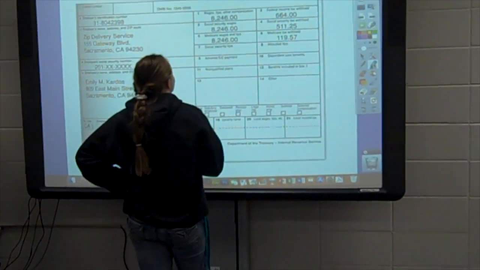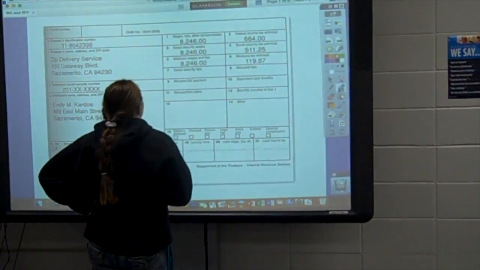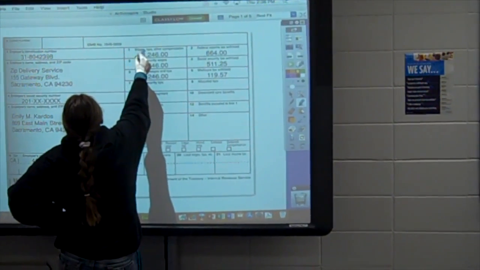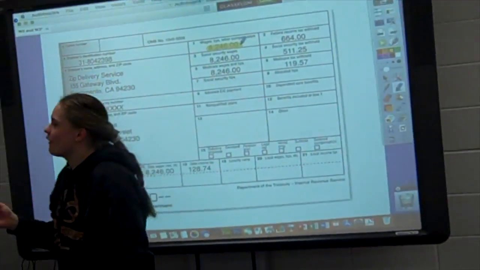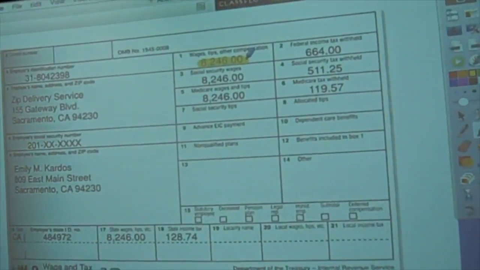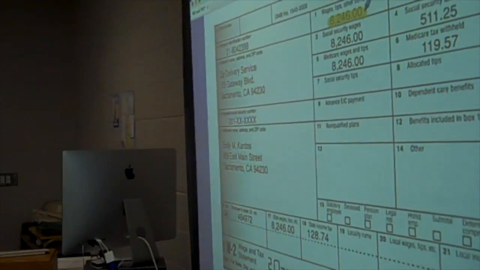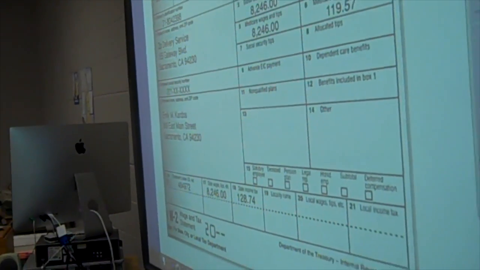Our gross earnings are our total earnings before deductions. Very good. So up there, your wages, tips, and other compensation are going to be your gross earnings. That's what you have there. You are right. Very good.